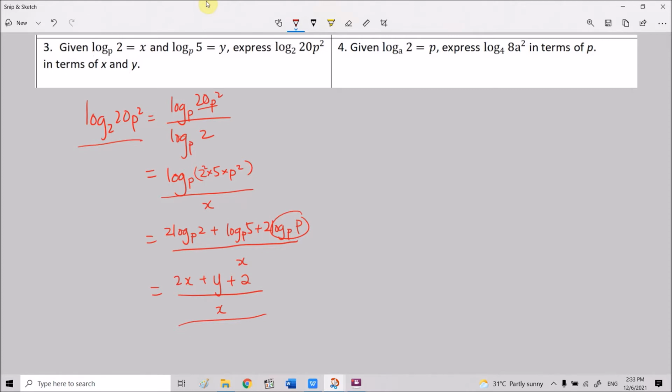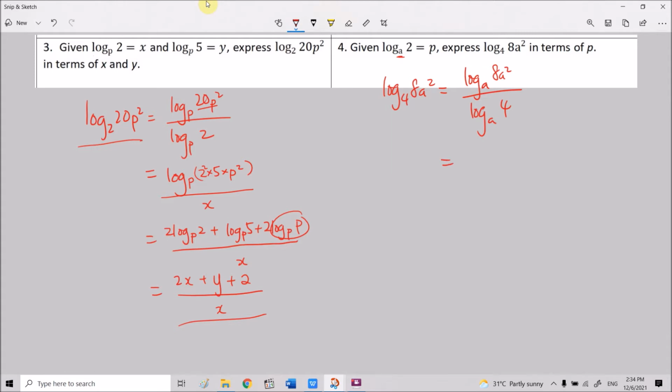So the first thing we do here, we have to convert this log base 4. Then we try to change this to log base a. Okay, so we get log base a of 8a squared over log base a of 4. Again, why we want to convert this to log base a, because given here is log base a, so we change from log base 4 to log base a.